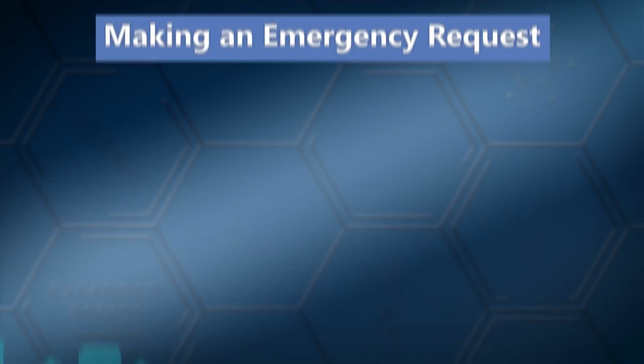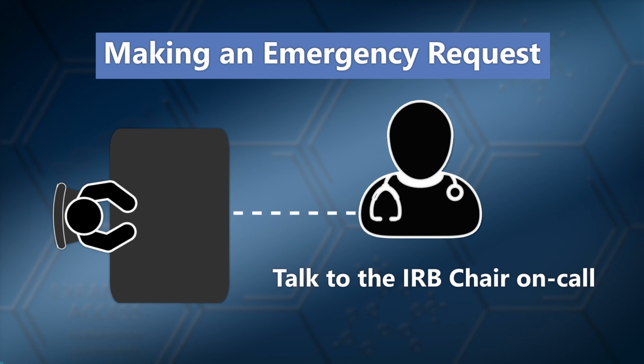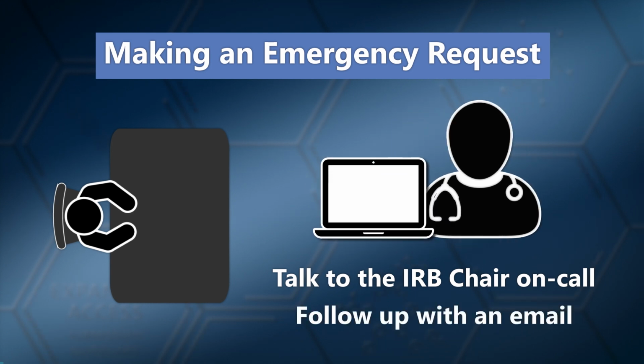To initiate an emergency request, here are the steps. Talk to the IRB Chair on call. Explain your patient's situation and why the drug is needed. This person can approve the request on behalf of the IRB. Follow up any verbal conversation with an email. Summarize the conversation and confirm that they have approved use. Keep your email and the IRB response for your records.